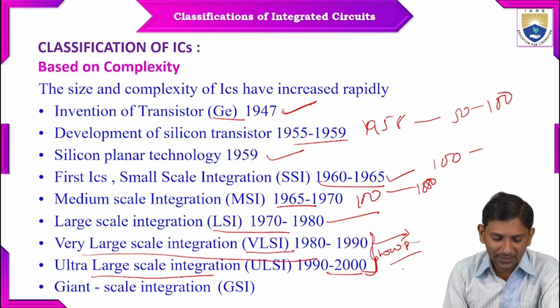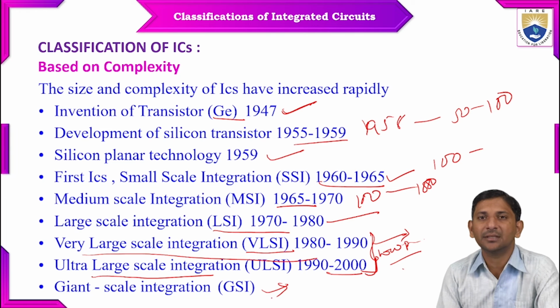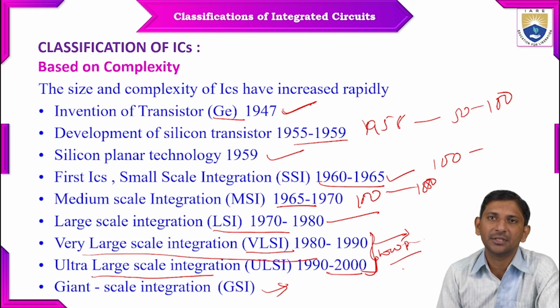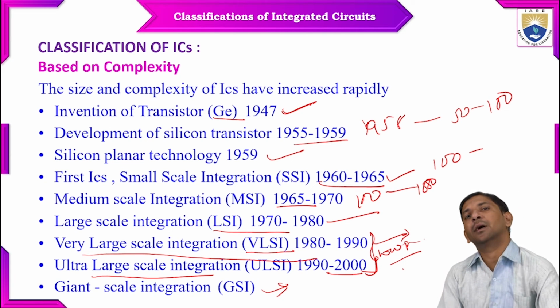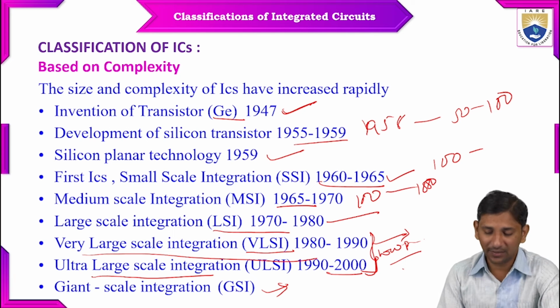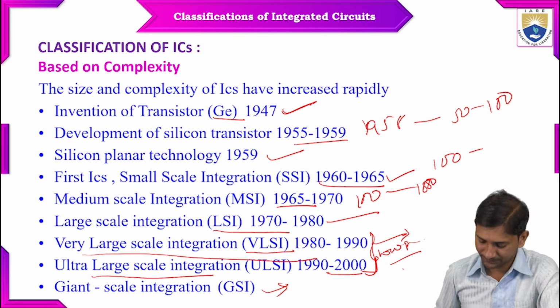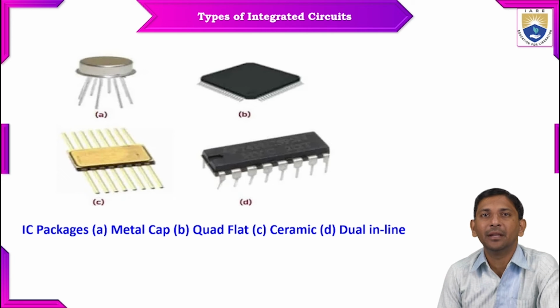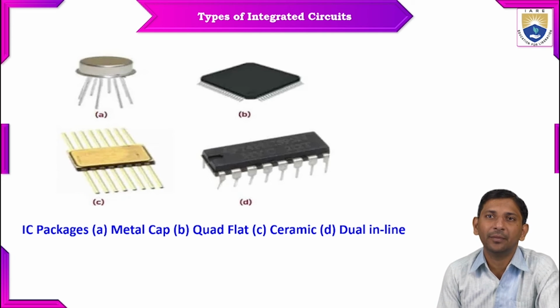Okay. And the next one, on which research is presently going on, is GSI, giant scale integration circuits. This technology is working its way into the present running decade's generation. And now the types: how will these ICs look, what are the types, and how are they designed?